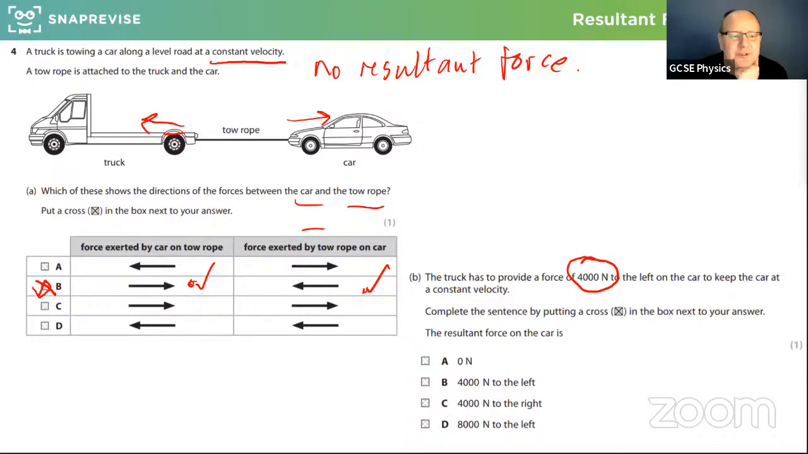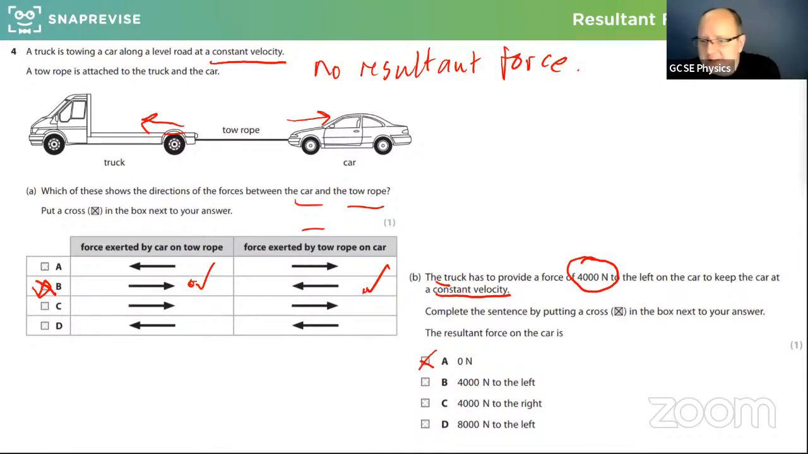The resultant force on the car, which is moving at constant velocity. Again, we've got that phrase there in the question, which immediately needs to make you think about there being zero net force. So the answer to this one is going to be A. So the resultant force on the car is zero. It's being pulled 4,000 newtons one way, but it's pulling back 4,000 newtons the other way.